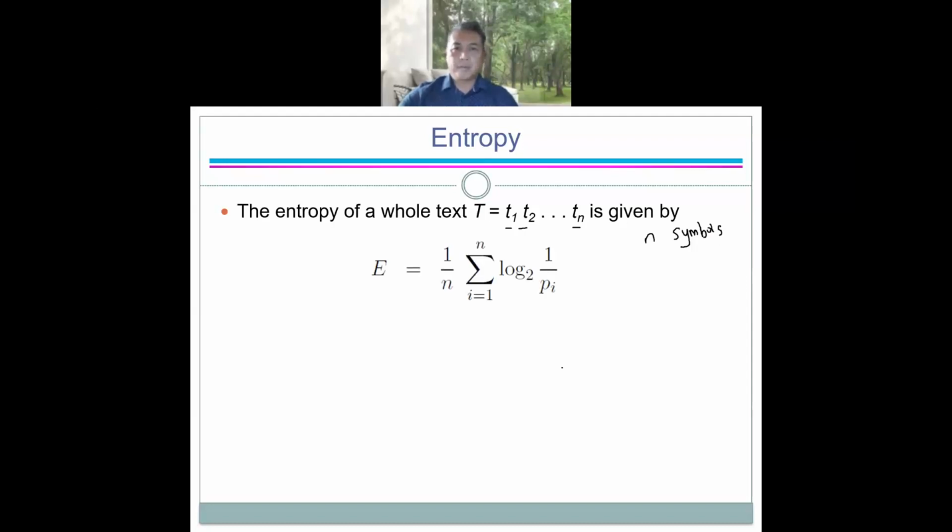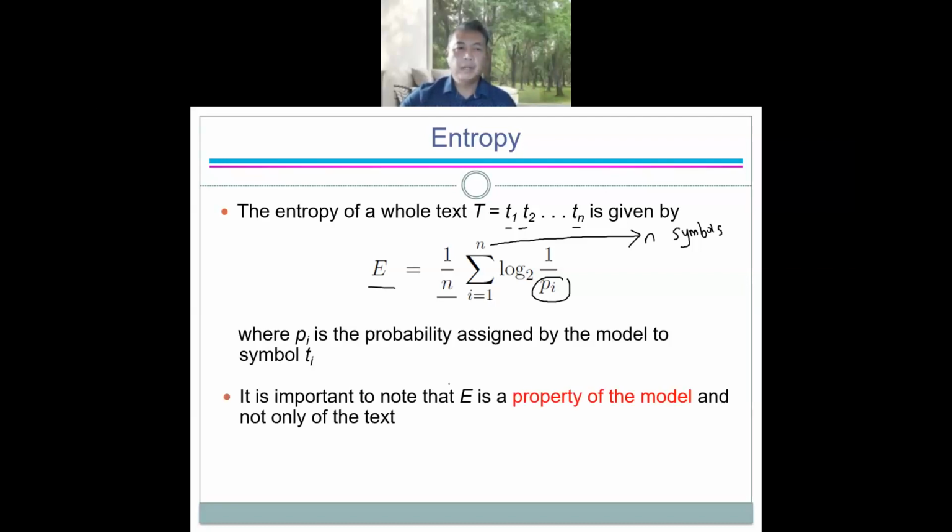For this, we look at the entropy based on the probability of having that symbol in the text. The i goes to n, so n refers to the n symbols that we have. So this is log 2 of 1 over the probability of having that symbol, and then we average them by the n number of symbols. It is important to note that the entropy is a property of the model, so this can be used to model the whole document and not only a single text.